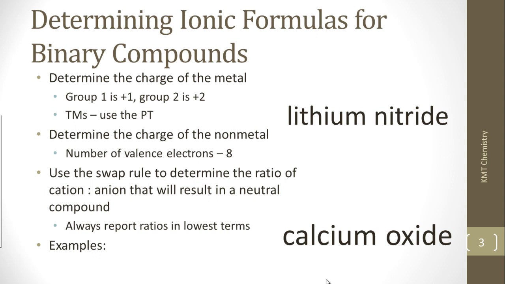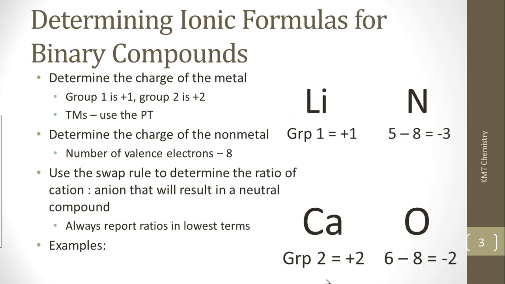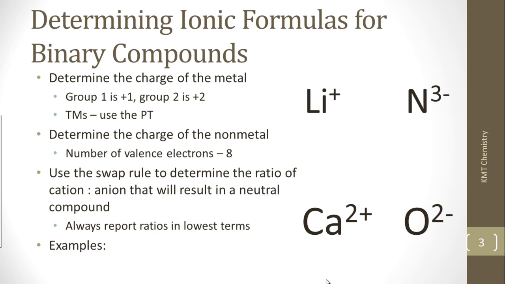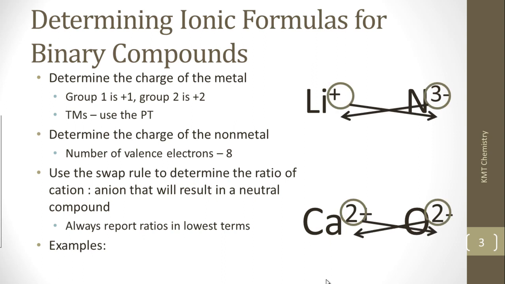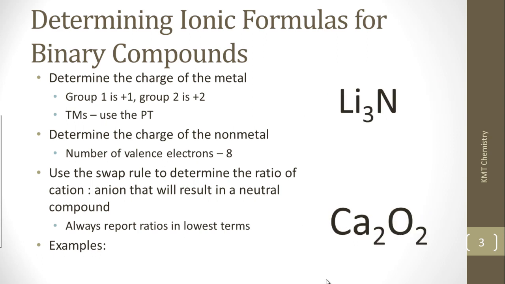First step is to figure out your symbols and figure out what your charges are for each of your metals and nonmetals. Lithium being group 1 is a +1, calcium being group 2 is a +2. For nitrogen and oxygen, we have shown -3 and -2 respectively. Now, in using the swap rule, you take the numerical value of the charge and you move it down to the subscript position on the other element as shown here. So your formulas will end up being lithium nitride Li3N and calcium oxide Ca2O2. But this is not in lowest terms for calcium oxide, so make sure you reduce your ratios to the simplest whole number.